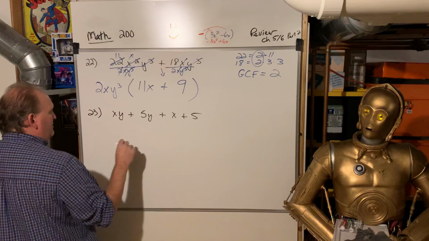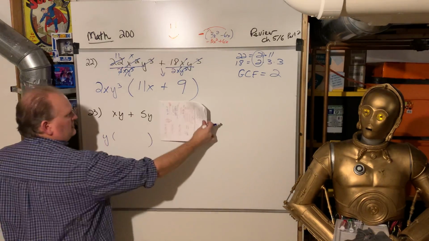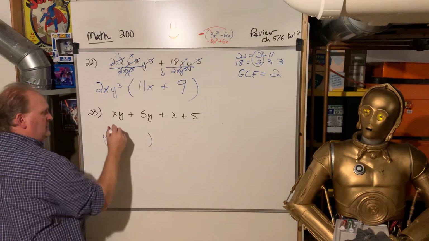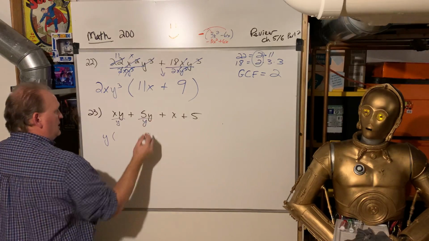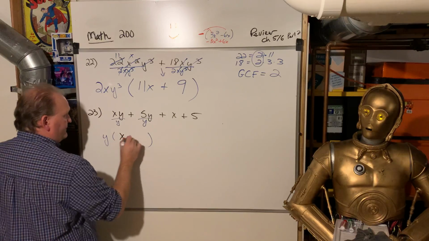Well, yeah, but look, y comes out of the first two, so you just look at the first two. And so what can I factor out of those? It's a y. So I pull that out front, do just what I did there, greatest common factor. And so that is x plus 5.